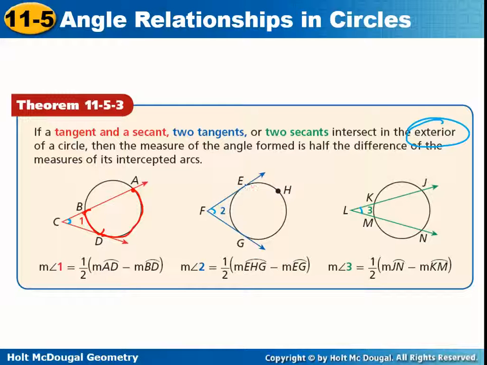In the case of 2 tangents, you really have the whole circle covered here. This arc, this great arc here, minus the intercepted arc from the inside. So you subtract those and take half of that. And then finally, if it's 2 secants, you'll have the greater arc and you'll have the smaller arc, and you'll subtract them, and then you will take half.